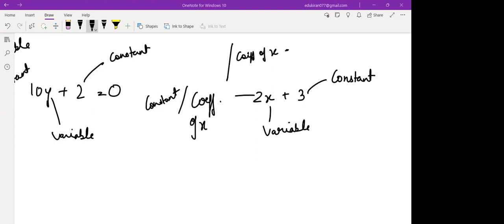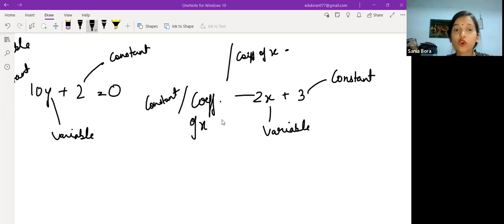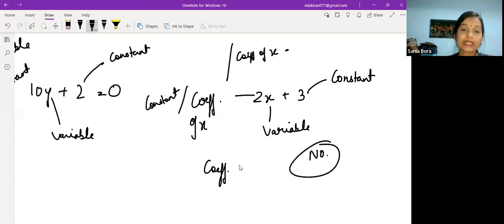Ma'am, we wrote the half word of coefficient. It's a short form basically: COE double F and put a dot. For example, for number we write it like this now. So for coefficient, instead of writing the entire word, you can write COE double F and dot. Okay.